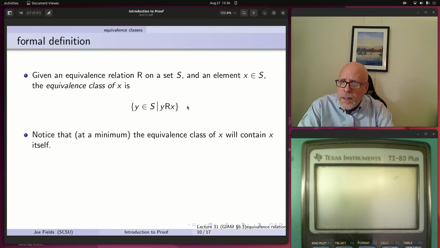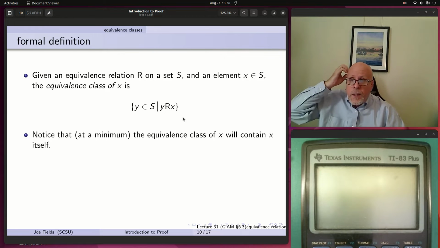That set is denoted multiple ways. Oh yeah, this is a good point though. Notice that at a minimum, the equivalence class of X will contain X itself, so it's guaranteed to be non-empty. Do you see why? Well, we have the reflexive property, so X is guaranteed to be related to itself, and that means it will satisfy the membership criterion for this set. So yeah, X will be in that set.